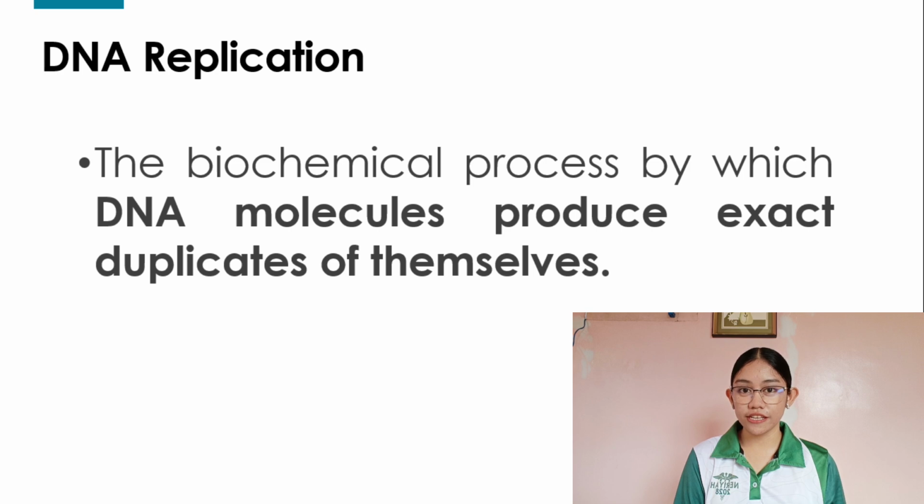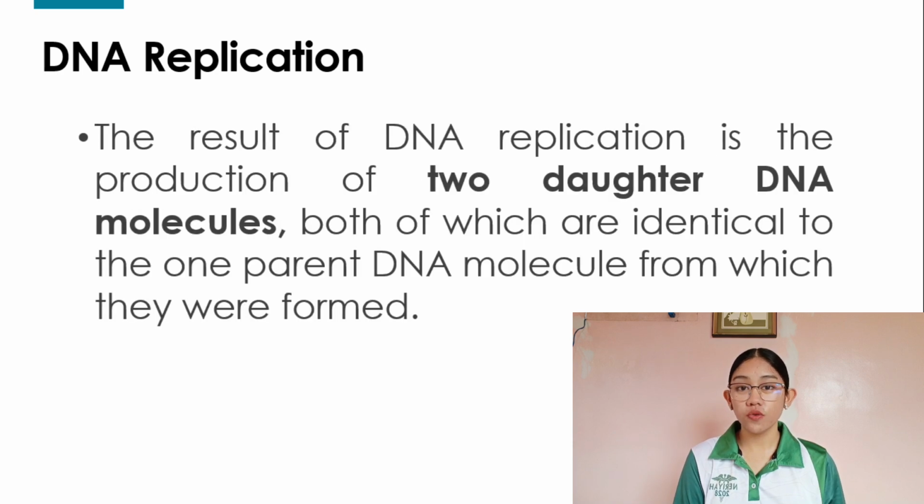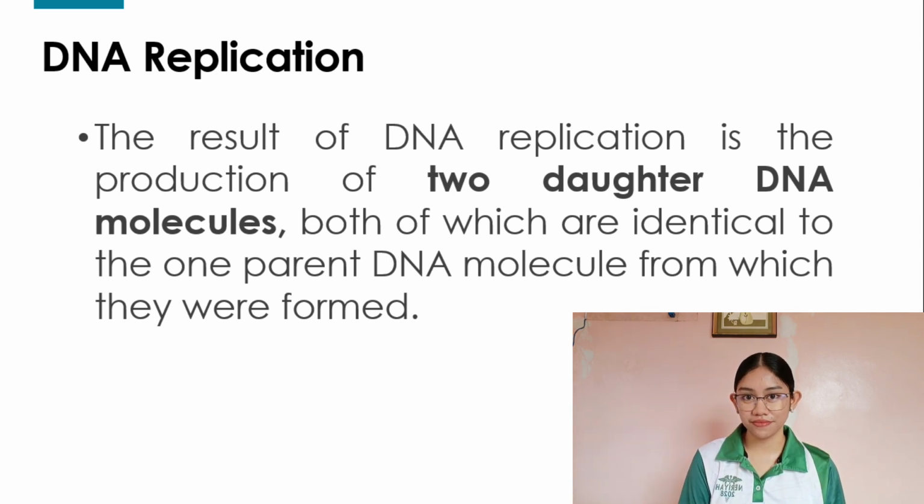DNA replication is the biochemical process by which DNA molecules produce exact duplicates of themselves. The result of DNA replication is the production of 2 daughter DNA molecules, both of which are identical to the one parent DNA molecule from which they were formed. So now that we know what DNA replication is, this leads us to our second question. How exactly does DNA replication occur? Well, it involves 3 simple steps.